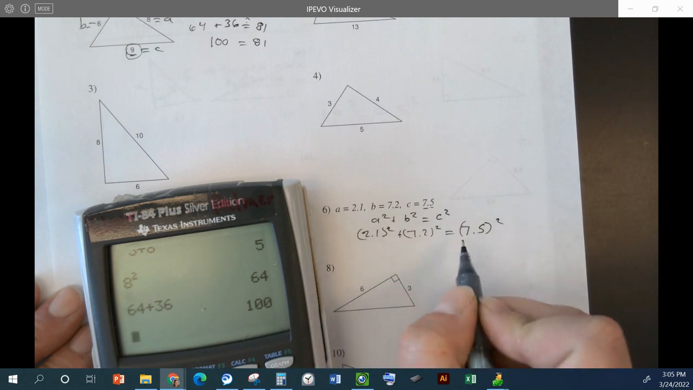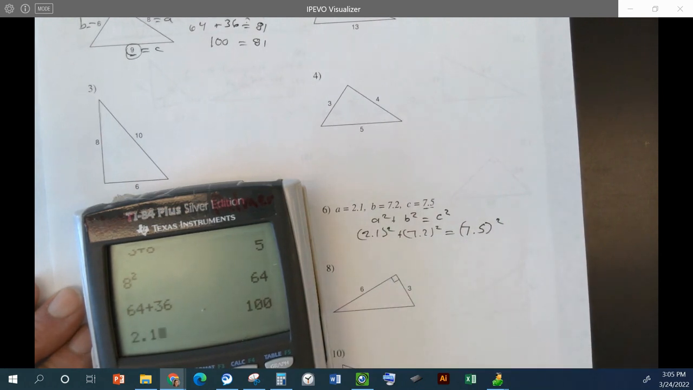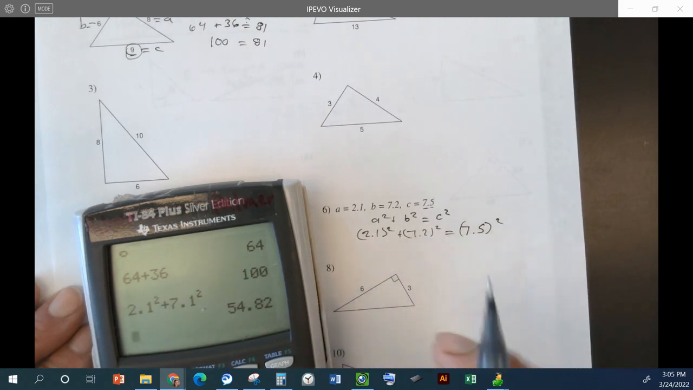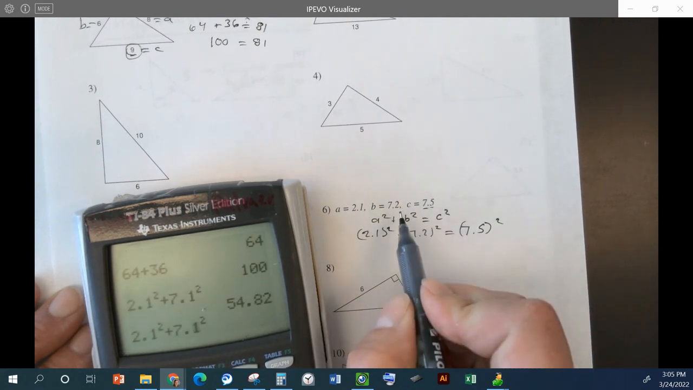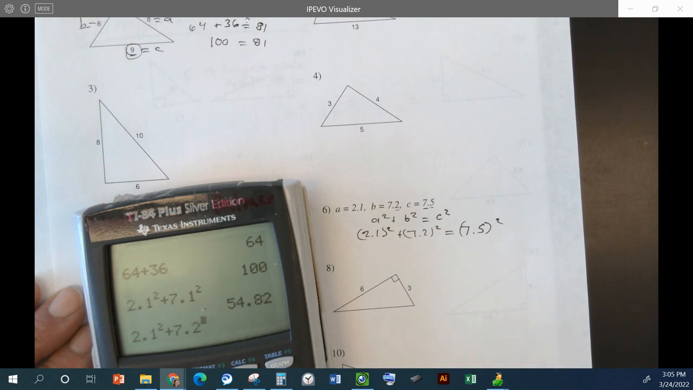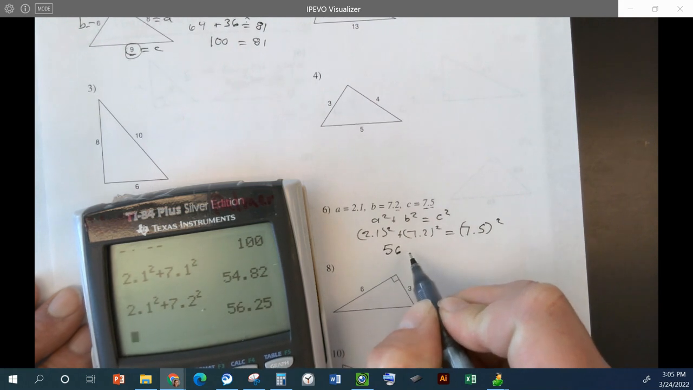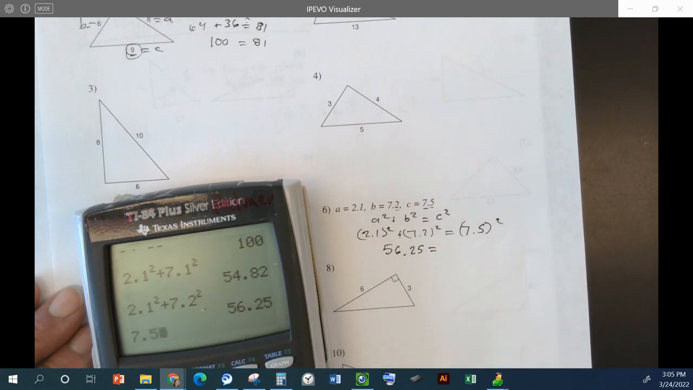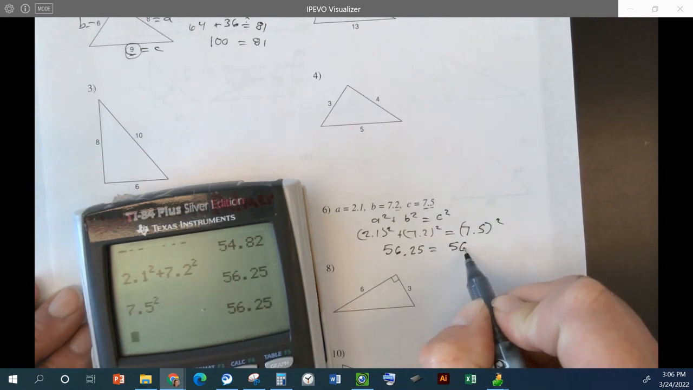So then we're just plugging it in and we're checking. 2.1, oh, I have a squared button. 2.1 squared plus, we'll just do it all in the calculator. That's fine too. So 2.1 times 2.1 plus 7.2 times 7. Oh, I did the wrong number. I better go back and fix that. This is 7.2. I plugged the wrong number in. There we go. Okay, so 56.25. Thanks, Skylar. Let me do 7.5 squared. Okay, and on both sides it says 56.25.